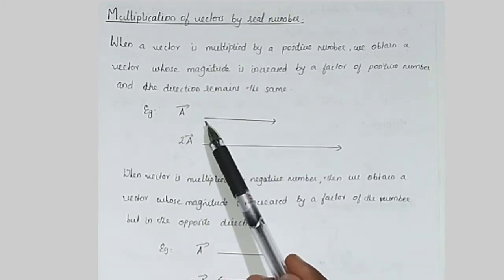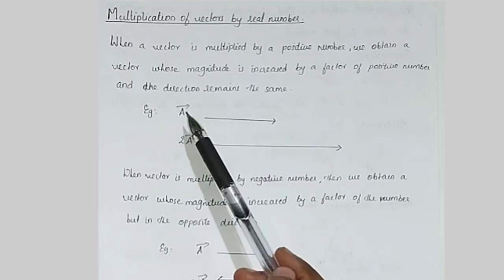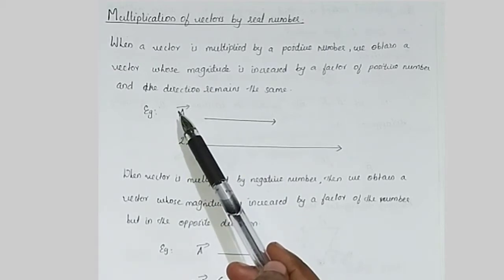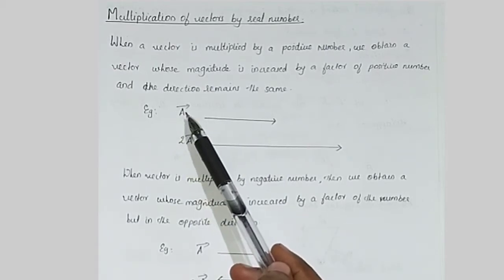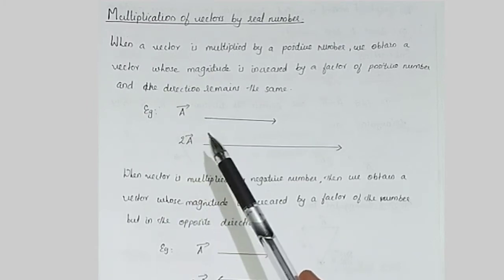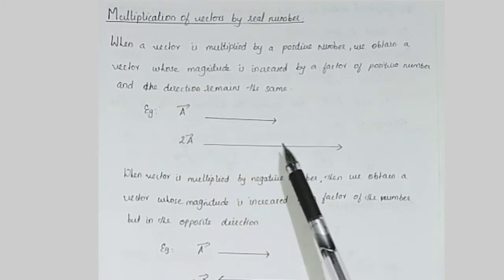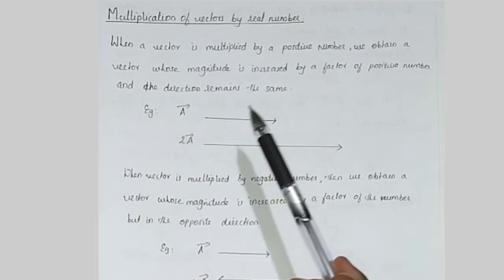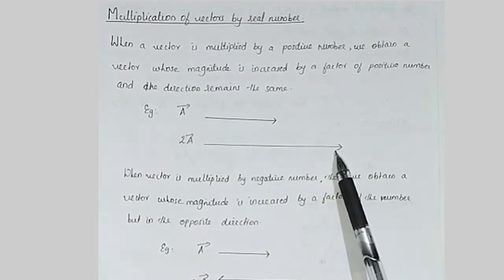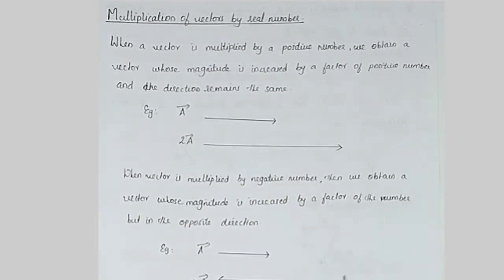For example, here is a vector A, and when a real number 2 is multiplied with A, we obtain a vector whose magnitude is twice the magnitude of A, whereas its direction is the same as that of A.